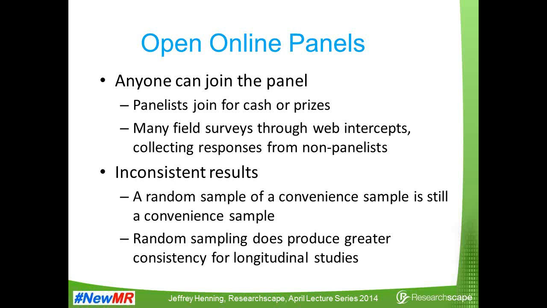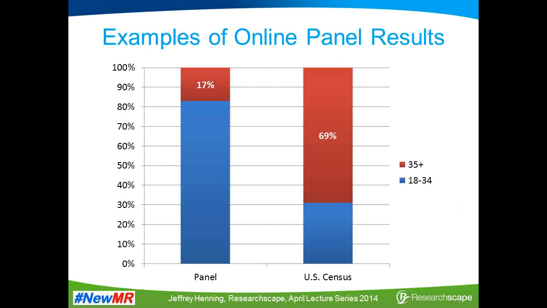So one of the things that I've seen people say is, well, I did a random sample of the panel, so we can calculate a margin of error. Well, you can calculate a margin of error for that panel's population, but it's not what people are typically implying or trying to do. So a random sample of a panel is still a convenience sample. However, if you're doing longitudinal studies, a lot of people look at panels for trackers. I would encourage you to see if you could do random sampling of the panel on an ongoing basis, because you're using that same panel. I think you're going to get greater consistency of results for longitudinal studies.